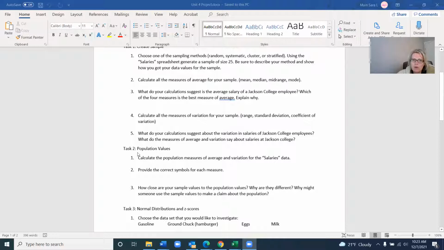Then when you go down to task 2 on the population values, you're using all of the data that I gave you, and you're going to answer the same questions about the measure of center and the measure of variation. That's what I want you to tell me. You're going to answer those questions on 2 and 3. So 2 is asking you to give me the correct symbols for each measure. Like the mean has a different symbol for sample as it does for population, and the standard deviation has a different symbol for sample versus the population.